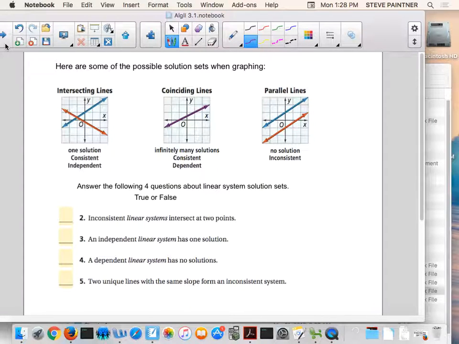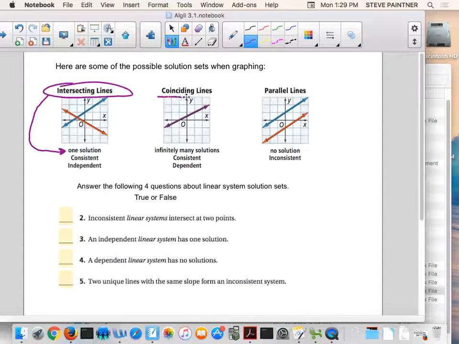Here are some of the possible solution sets that you might get when you graph today. One of them is, you graph and you get what? Intersection. Lines that intersect. Pretty obvious. Intersecting lines have how many solutions? One. It says right here you get one solution.